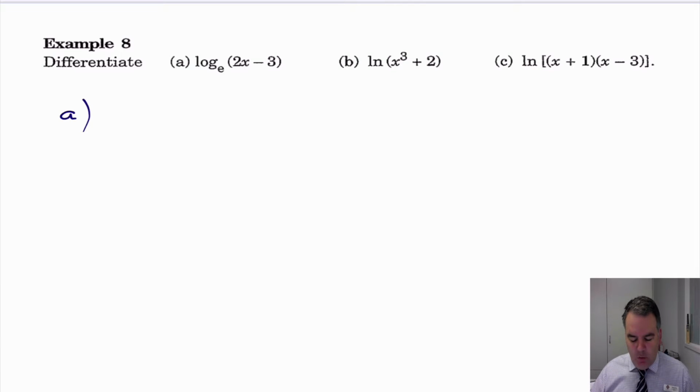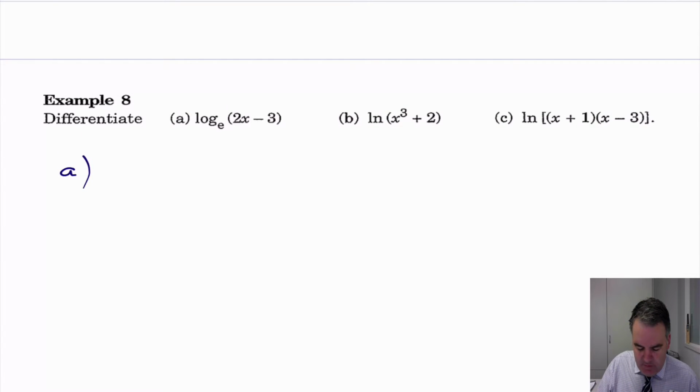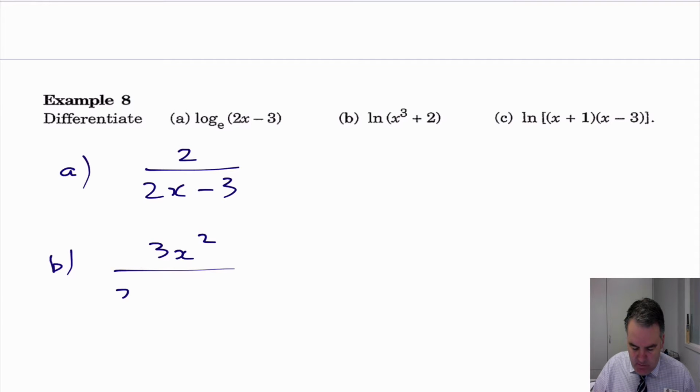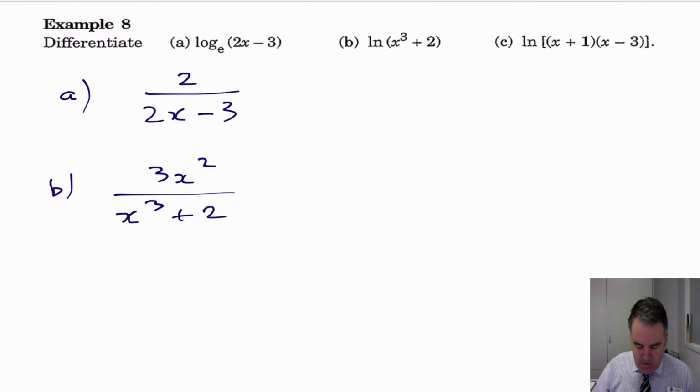This example, so log base e of 2x minus 3, the derivative is just going to be the derivative of 2x minus 3 over 2x minus 3. Simple as that. Once you do a few of these, you'll get the hang of it really easily. Part B, ln of x cubed plus 2, again, 3x squared over x cubed plus 2. So it's just derivative over the original function. Okay, part C. We could do the same thing in part C.